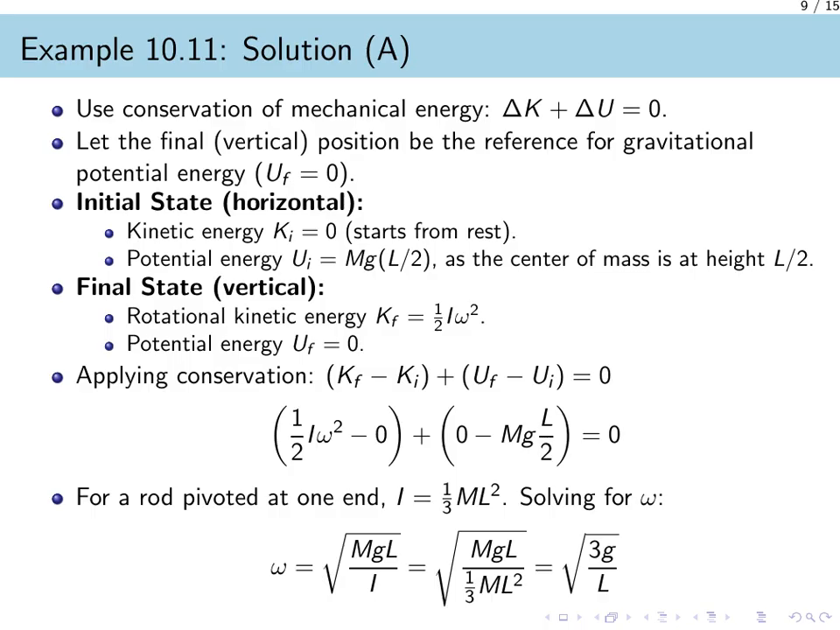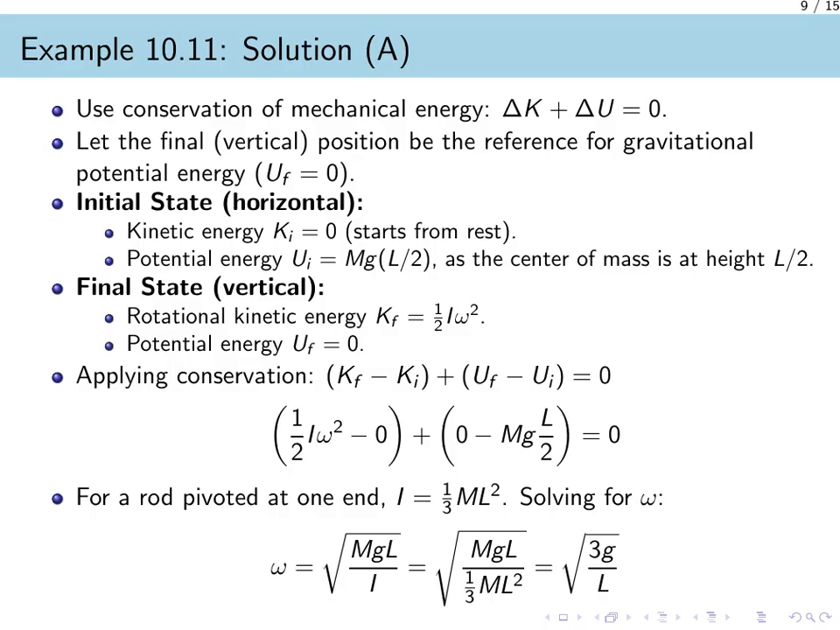The rod's center of mass is at a height of L/2 above the final position. This gives it an initial potential energy of m times g times the quantity L over 2. In the final state, the rod is vertical. It has reached our zero height reference, so its potential energy is now zero.